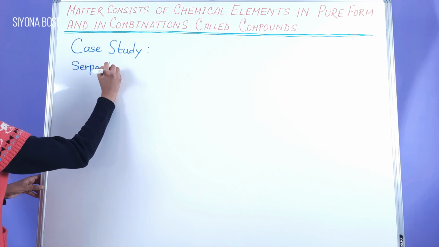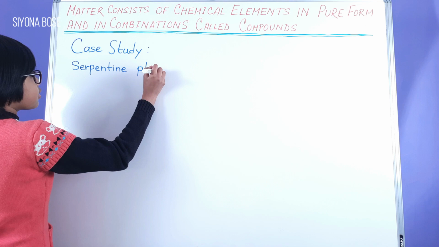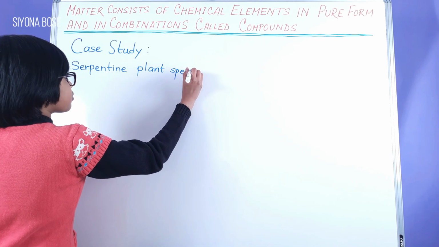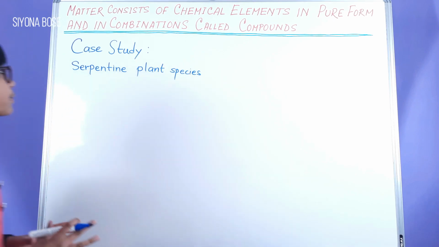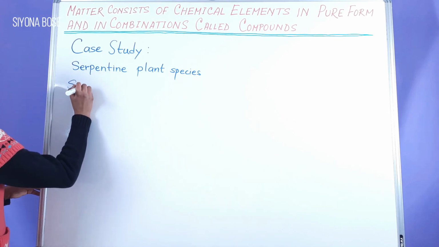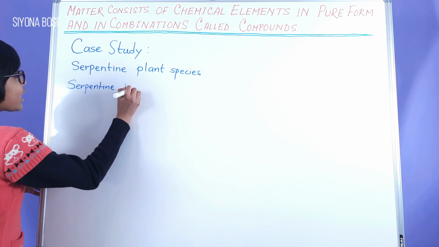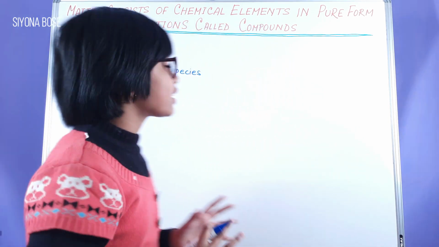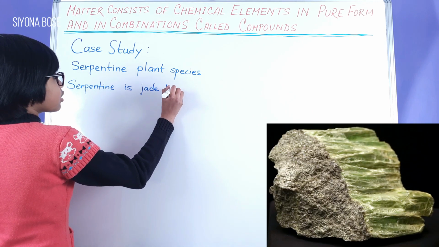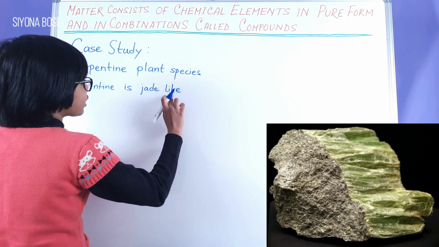Serpentine plant species. What is serpentine? Serpentine is a jade-like, jade-colored stone. It's like a mineral.